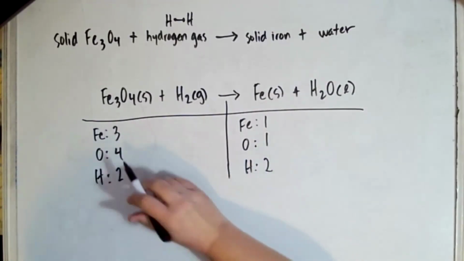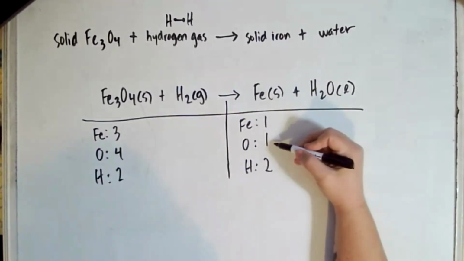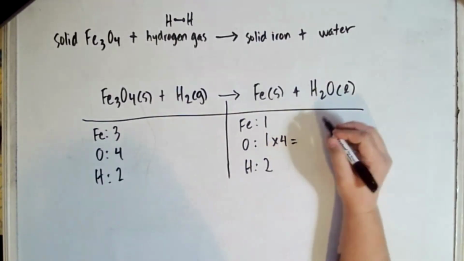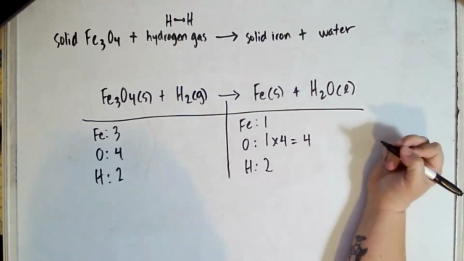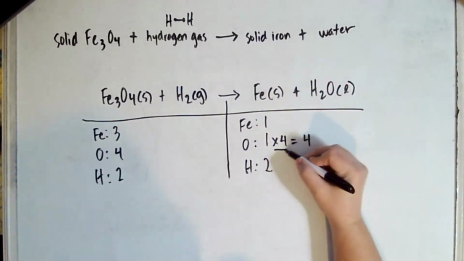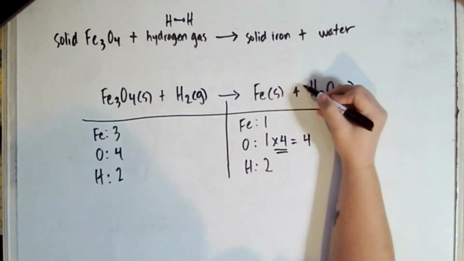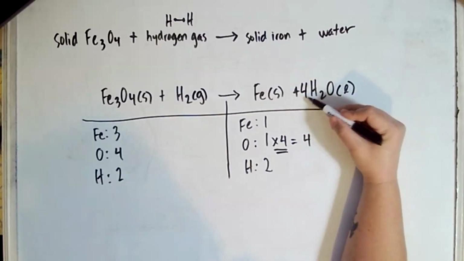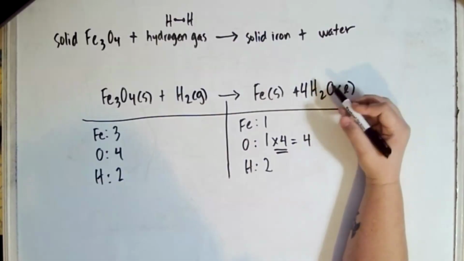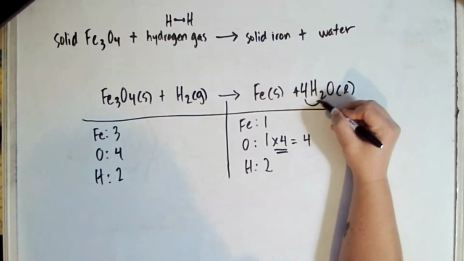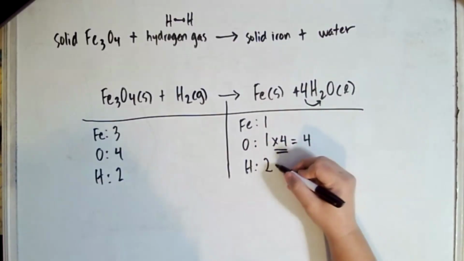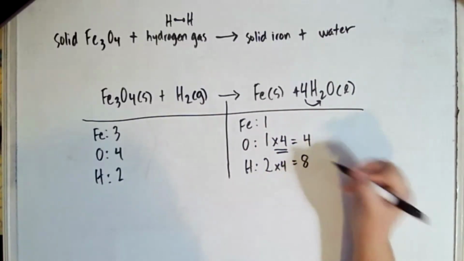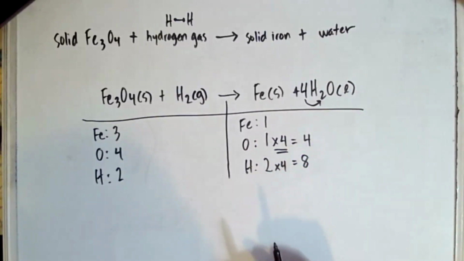Okay. We have 4 oxygens here. We have 1 oxygen here. So we know we'll have to multiply this by 4 to end up with 4 oxygens. So that multiplier is going to go in front of my compound that contains oxygen. So now 4 times 1 is 4. But it's also going to end up multiplying my hydrogen by 4 as well. So I'm going to end up with 8 hydrogens on my product side.